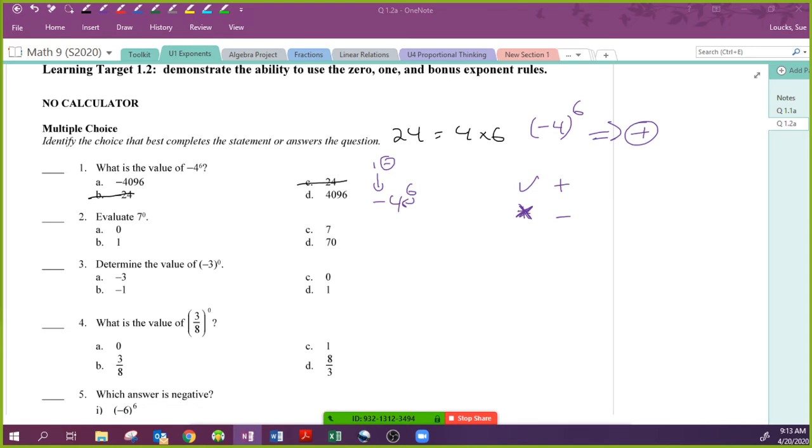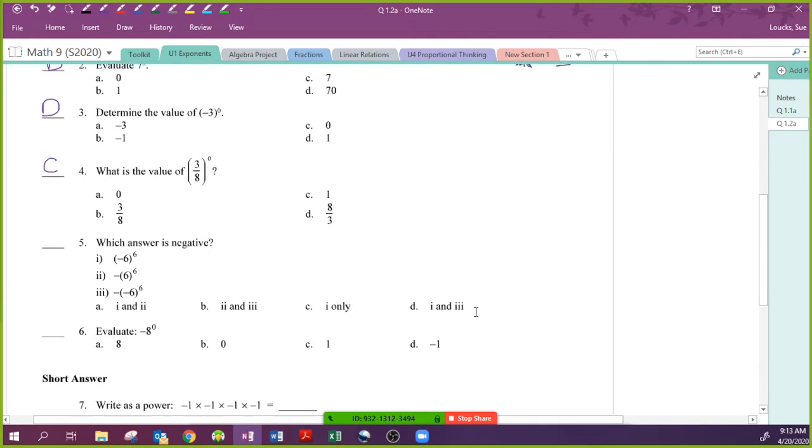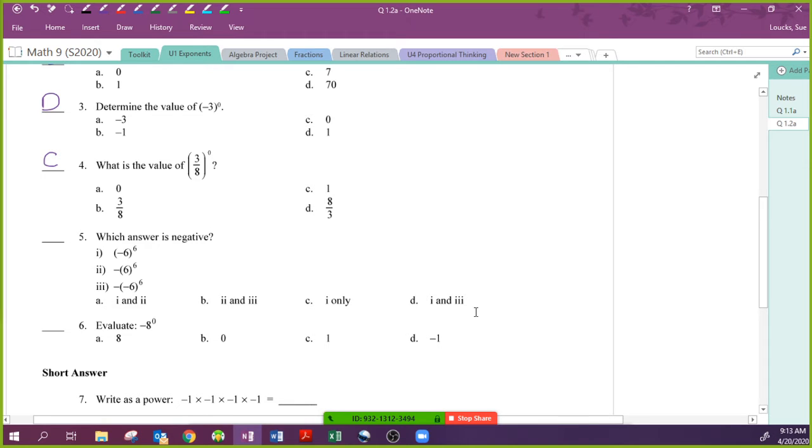Anything to the power of 0 is 1. So 7 to the 0, let me just put the answers in here. So this is A. Anything to the 0 is 1, so this has got to be B. Anything to the 0 is 1, so this has to be D. Anything to the 0 is 1, so this has to be C. I'm going to skip down to question 6. Anything to the power of 0 is 1, so 8 to the power of 0 equals 1, but negative 8 to the power of 0 is negative 1. So that's negative 1, so it's D.